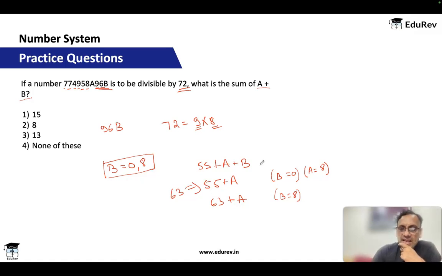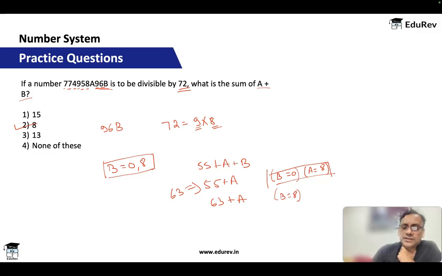So a is 8 and b is 0. This is one possible combination. So a plus b is equal to 8, which is given to me in the answer. Most likely that should be the answer. And the second case, let's look at the second case.